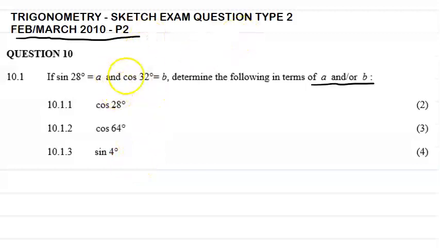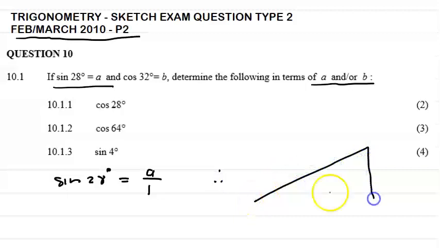Now, this is called a sketch type question because we have to, in this case, draw two right angle triangles, and we have to now put A and B in these triangles. So let's see what we're going to do here. Let's look at the first one. Sine of 28 equals A. So sine of 28 degrees equals A over 1. Now remember that this is a ratio, and a ratio is a fraction. So firstly, write it as a fraction.